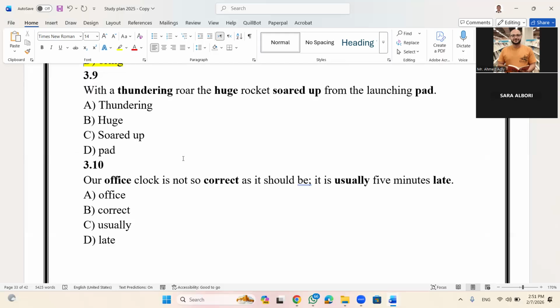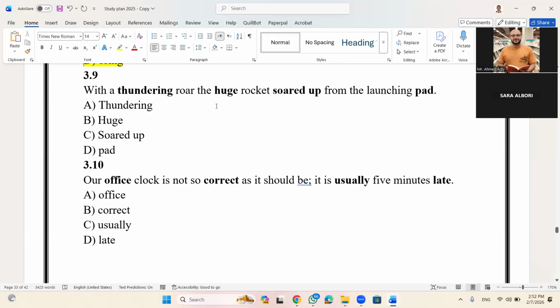I think it's the question, identify the noun in the sentence. I think it's the wrong word. No, no, no, no. The base of the rocket is called the launching pad. The launching pad, right?